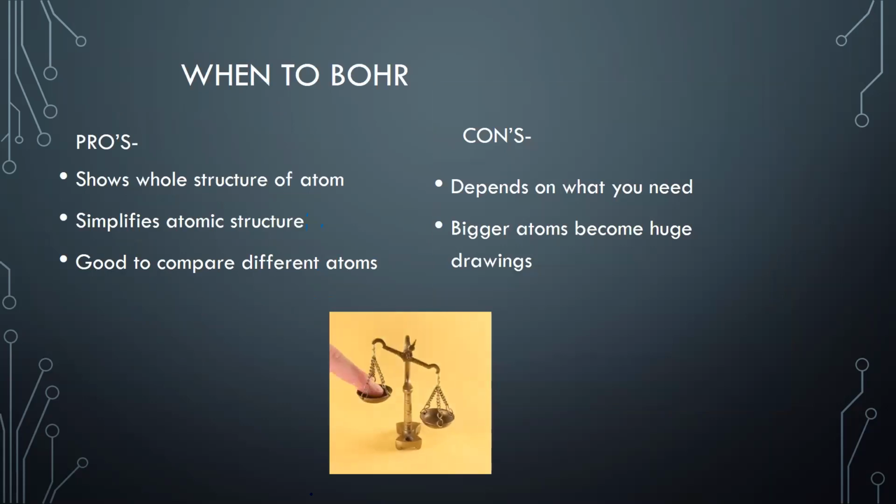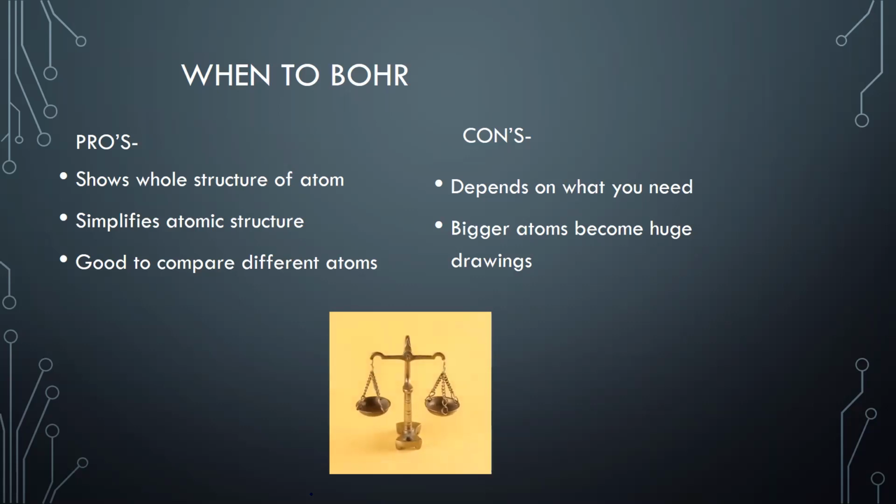So what's good about the Bohr model and what's a little bit not so great about the Bohr model? Well, the pros are that it shows the whole structure of the atom. Not only can you see the nucleus, but you can see all the electron shells and all the electrons that they contain. It's a good, simple way to think about the atomic structure and visualize it. And it also makes it very easy to compare different atoms.